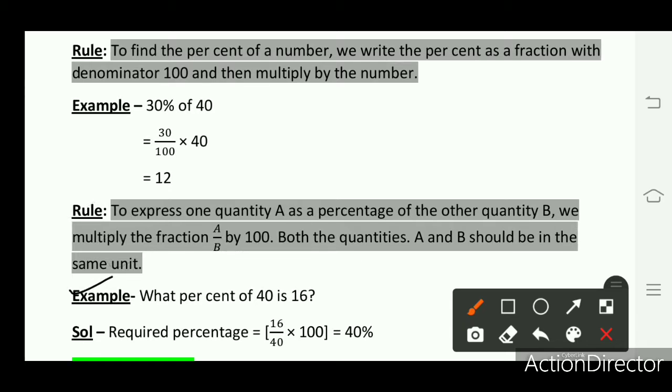What percent of 40 is 16? So here first we write 16 as 16 upon 40 and multiply by 100. So here 0 cancel out by 0 and here 4 4s are 16. So here we get 40%. So 16 is 40% of 40.